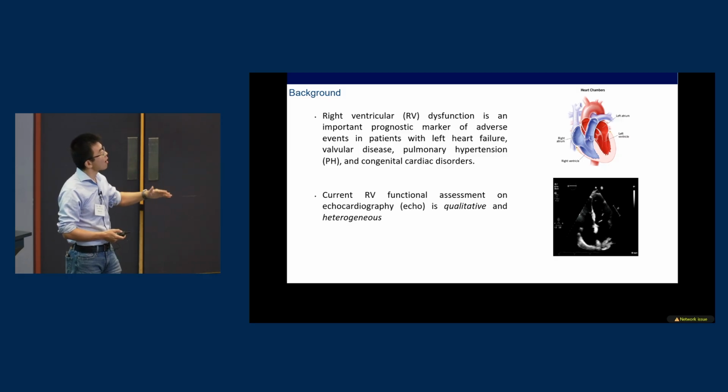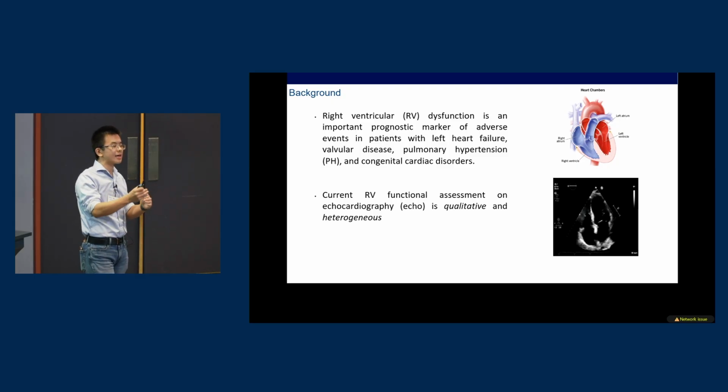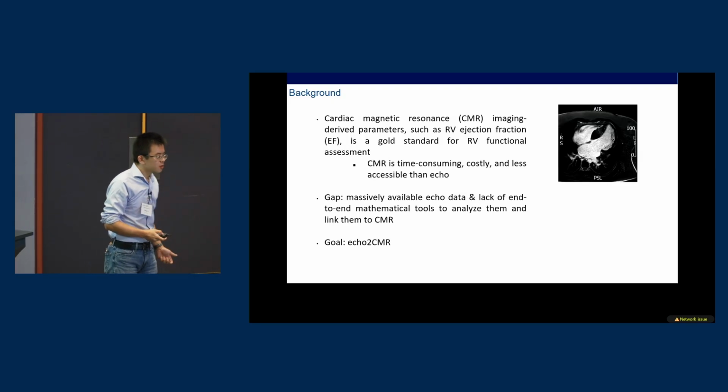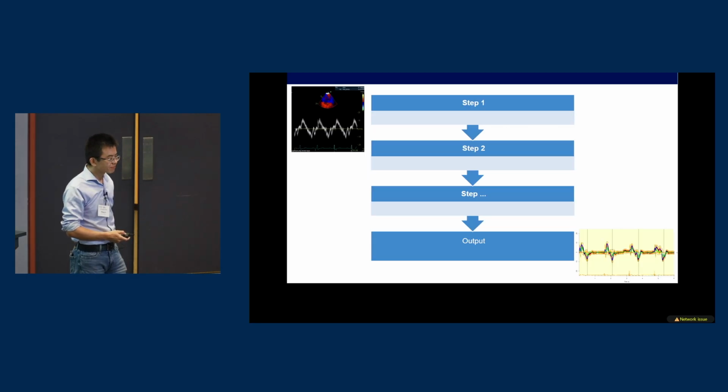So we pick one outcome to demonstrate the usefulness of this approach. Here we pick the right ventricle, but it could be something else. So you want to predict RV dysfunction, which is based on CMR. You have some assessment, and we want to use echo to predict that. Echo is noisy, but you have a lot of echo images, and the goal is to go from echo to CMR to fill up the gap.